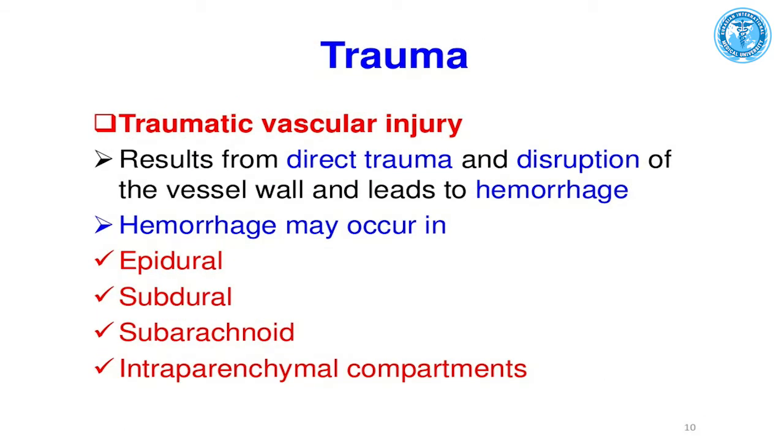Traumatic vascular injury results from direct trauma and disruption of the vessel wall and leads to hemorrhage. Hemorrhage may occur in epidural, subdural, subarachnoid, and intraparenchymal compartments.